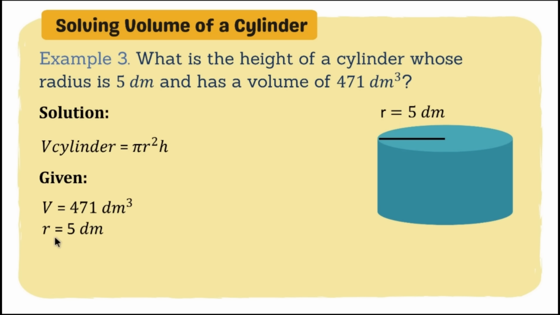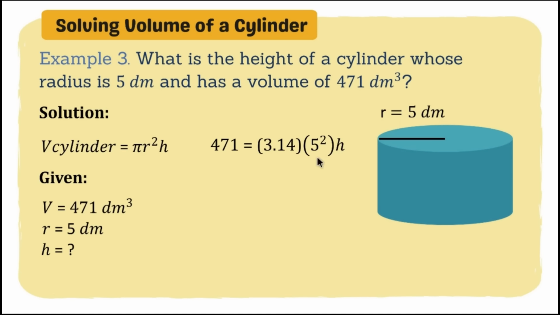Meron din tayong radius, which is 5 decimeter. Ang nawawala na lang is yung height. So all you have to do is to substitute sa ating formula. Therefore, yung volume natin is 471. Pi natin is 3.14. And then we have the radius, which is 5 raised to 2. And we are going to look for the value of h or height.